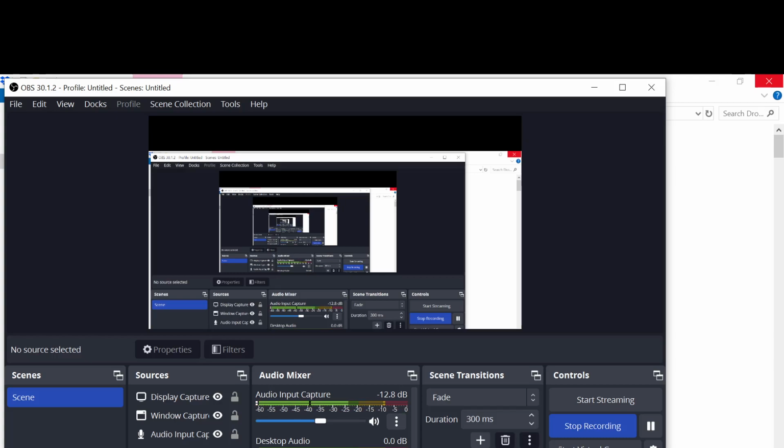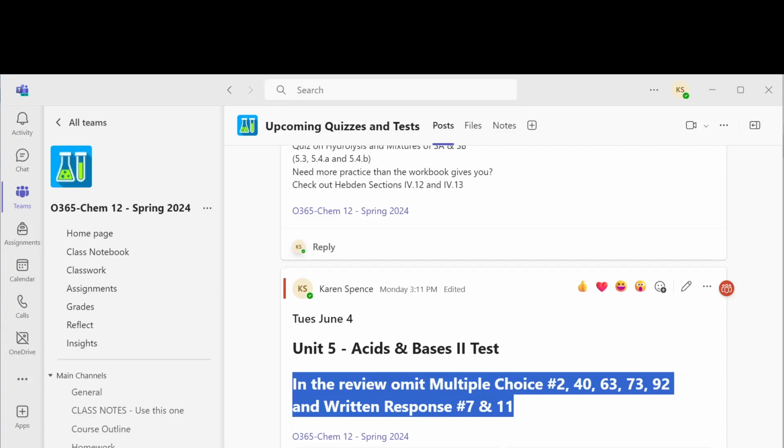Okay, and other than that, if you manage to find more time, you can work on the review. Is there anyone who was away last day who did not get the overall review for the unit? On the page where I've listed our test date, I've told you which questions you can omit. So on our team, you're going to omit multiple choice number 2, 40, 63, 73, 92, and written response number 7 and 11. That's on our upcoming quizzes and tests page. I'll just leave that up here for now. If you just want to go through your review and cross those questions out, you can do that right now.